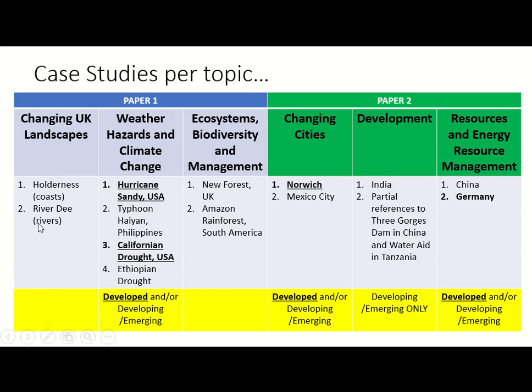Okay, what are the factors affecting the River Dee and how it's changed over the years? So for coast it's Holderness, for rivers it's River Dee. These haven't appeared in lots of cases, to be honest with you. In past papers they haven't really focused on either of these. Now that's not to say they won't.